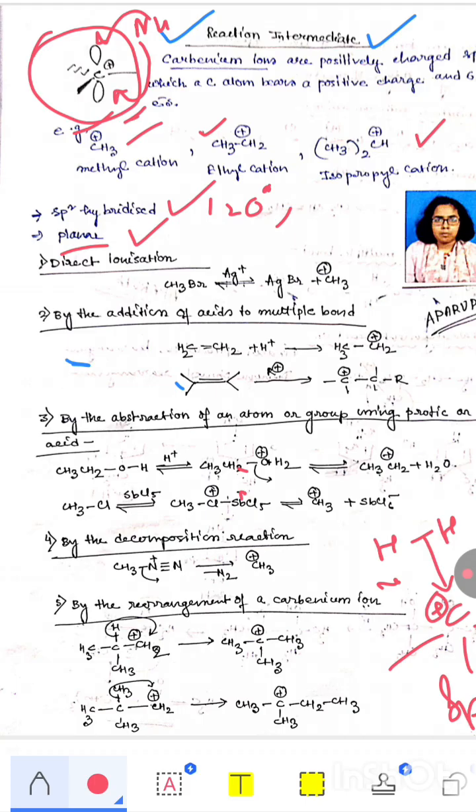Now, in how many ways can a carbocation be produced? There must be several ways. First one, direct ionization. Suppose any alkyl bromide or alkyl iodide is there, you have to provide silver, Ag plus. So this Ag plus has the ability to coordinate with halide ion.